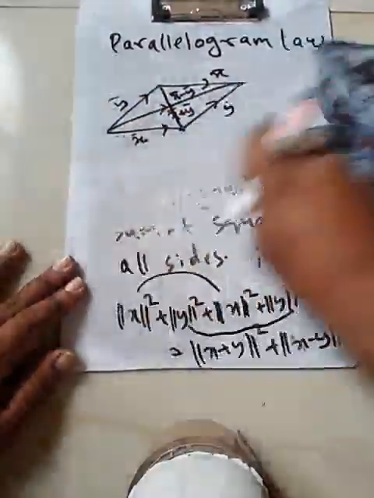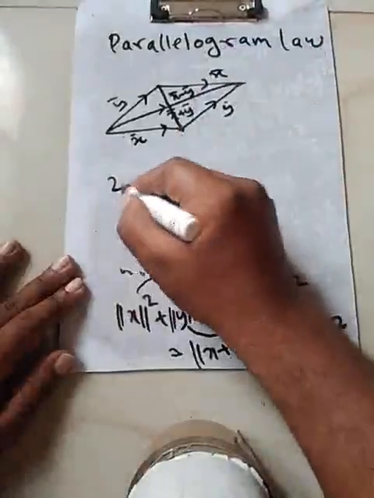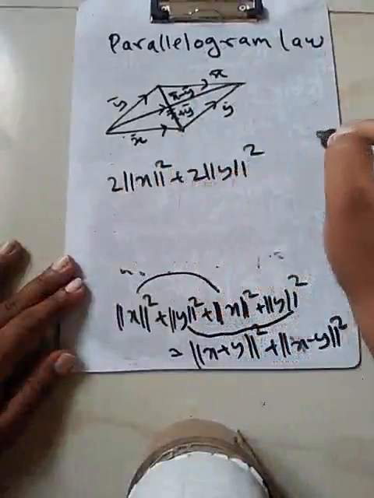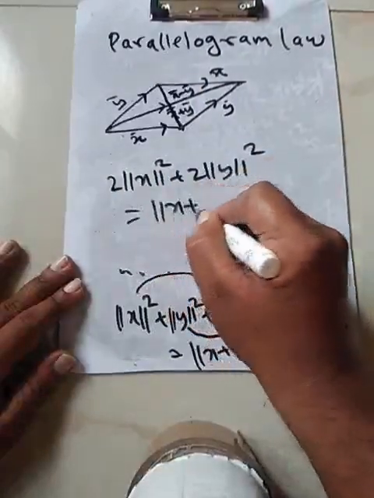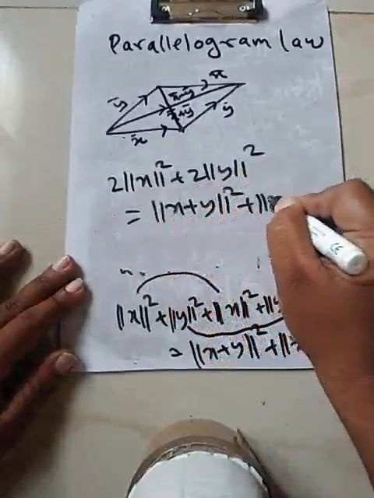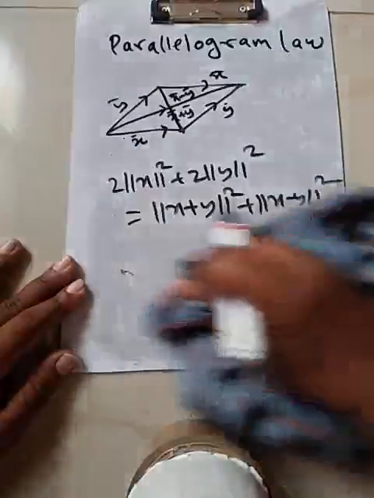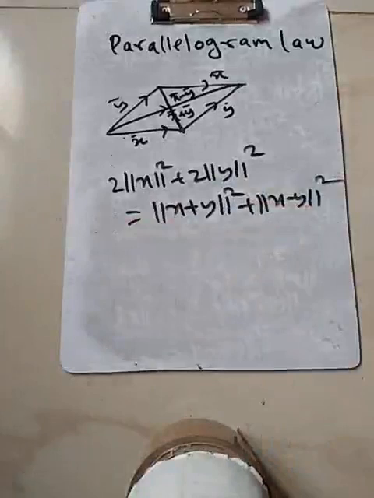which is 2 times norm of x whole square plus 2 times norm of y whole square, equal to norm of x plus y whole square plus norm of x minus y whole square. So this is an elementary property from Euclidean geometry. We'll try to show that because the norm and the inner product are related, this is also true. So if V is an inner product space, and let's take any two vectors.